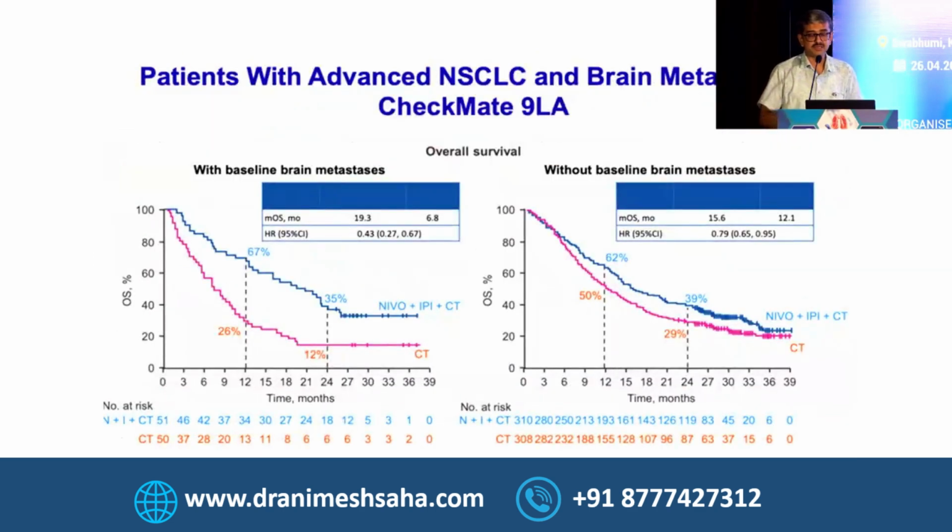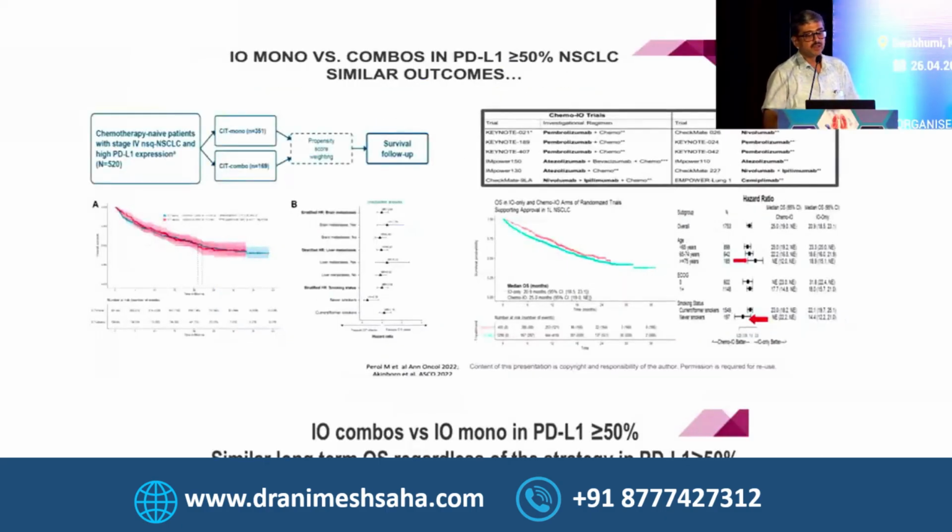Again, for brain metastasis, CheckMate 9LA is another study where, in particular, you look at the hazard ratio. For those with baseline brain metastasis, median OS is 19.3 months. For those without brain metastasis, median OS is 15.6 months. So Nivo-EP combination in CheckMate 9LA is eventually doing better in baseline brain metastasis. So with concomitant TP53 mutations and brain metastasis, with low PD-L1, squamous or non-squamous histology, I think dual checkpoint inhibitor will be better as per the CheckMate 9LA data.